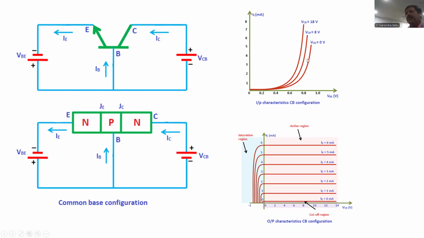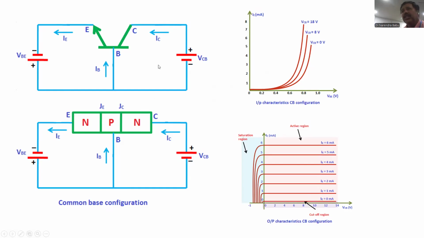You can observe VCB is constant, and the characteristic between VBE and IE is plotted in this graph. If you see the curves for VCB at 0 volts, 8 volts and 18 volts, you see the curve is shifting towards the origin. So this is for input characteristics.